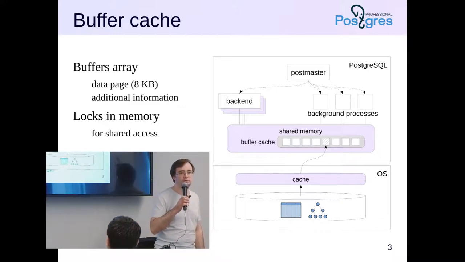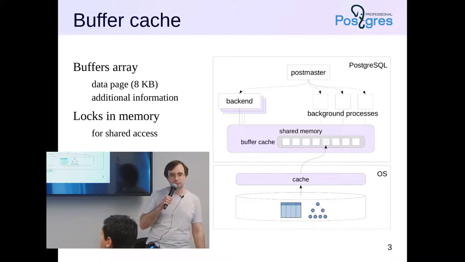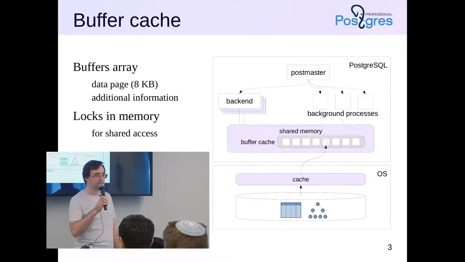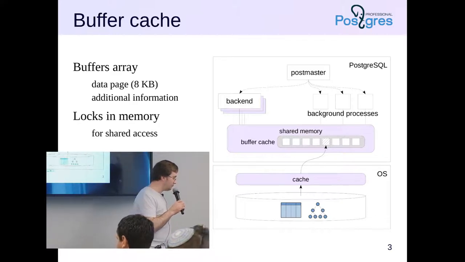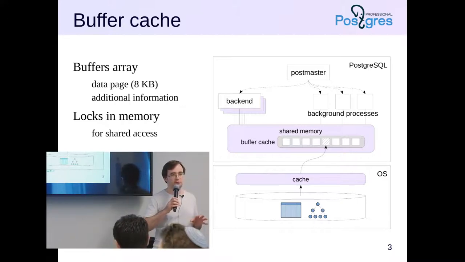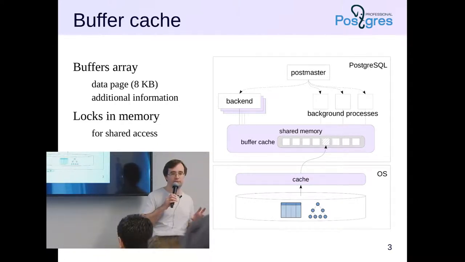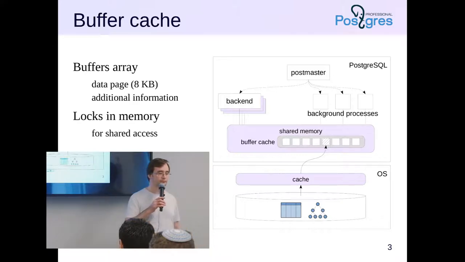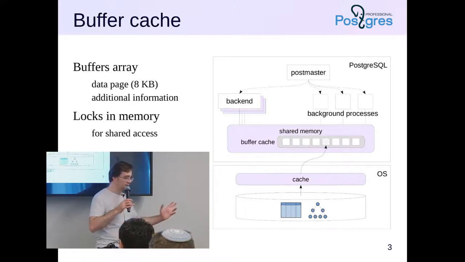So buffer cache speeds up operating of Postgres very significantly. Buffer cache is just an array of buffers. Each buffer has place for one data page, which is usually 8 kilobytes, plus some additional information: what file this data came from, number of page in file, and so on. So it's an array of buffers.